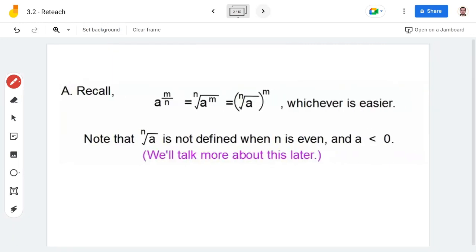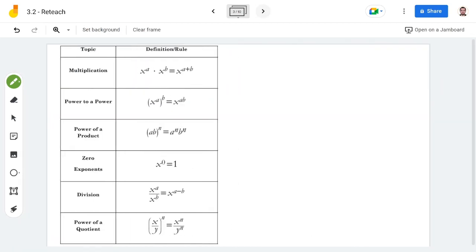First, let's recall what we learned in 3.1 about radicals. When we have a rational exponent, we can convert it to a radical, or if we have a radical, we can convert it to a rational exponent, depending on the question and whichever is easier for you. We will talk about this one later, so don't bother yourself with it. Now let's start with some important rules.